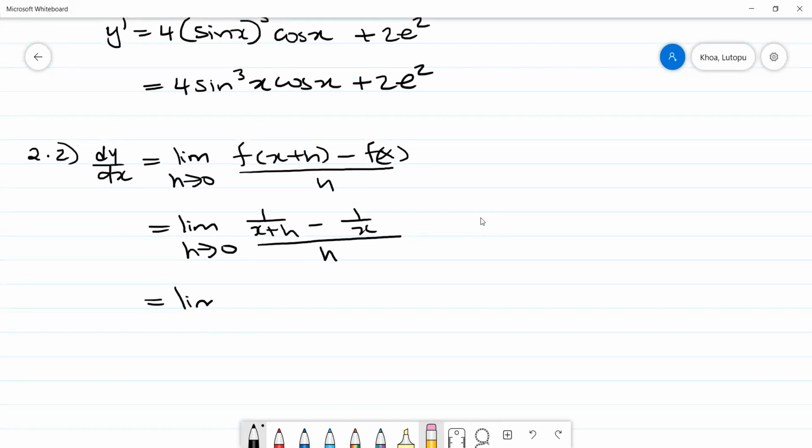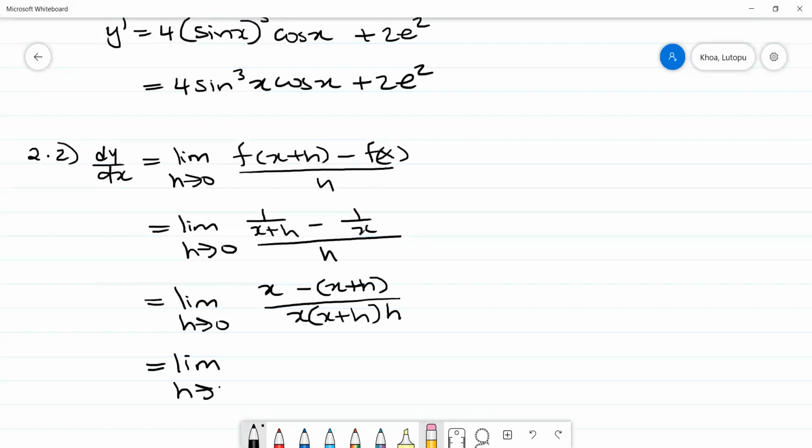This is the limit as h goes to 0 of x minus x plus h over x times x plus h, and then it's divided by h, so this h will go to the denominator. So we'll have the limit as h goes to 0 of x minus h over x plus h times h. So these two will cancel.